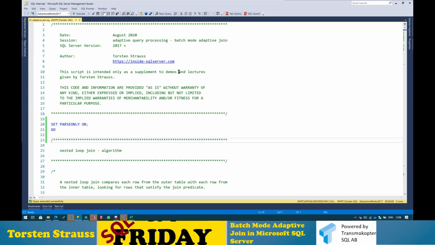For sure, you can still avoid a query being executed with batch mode adaptive joins by either hinting the query or completely disabling the feature on the database. Most of the time the feature is very useful, but again, sometimes you will really see a performance decrease, and that is something which is pretty hard to spot. Okay, let's give it a try.